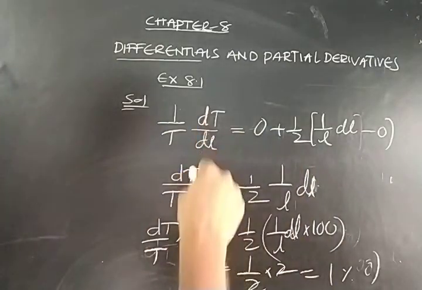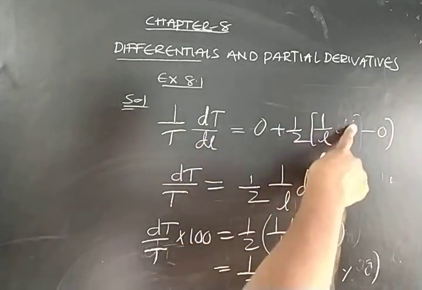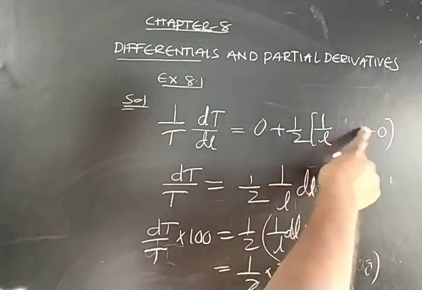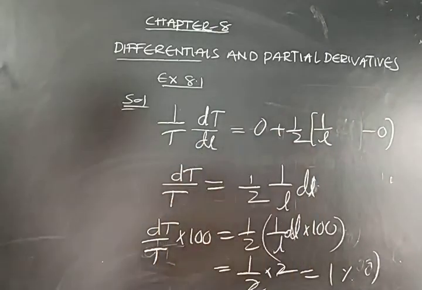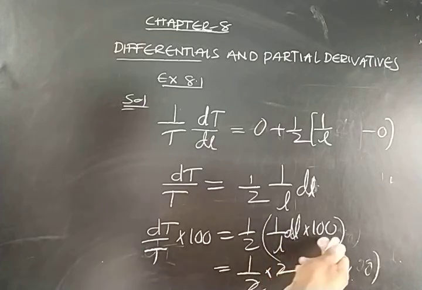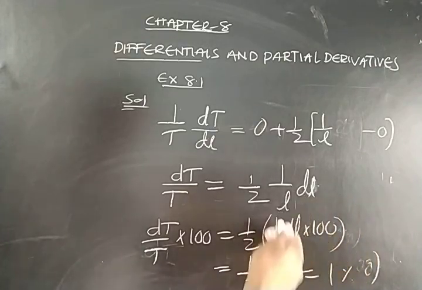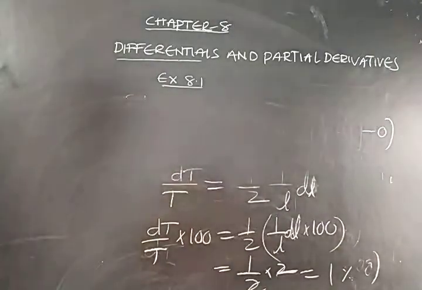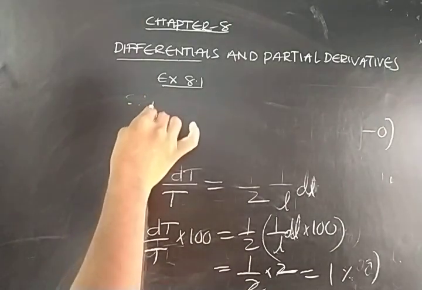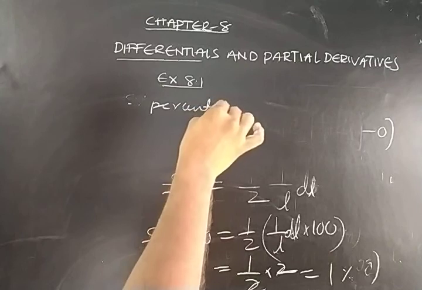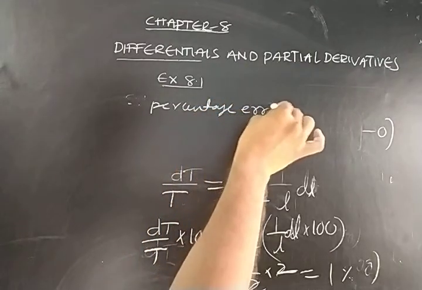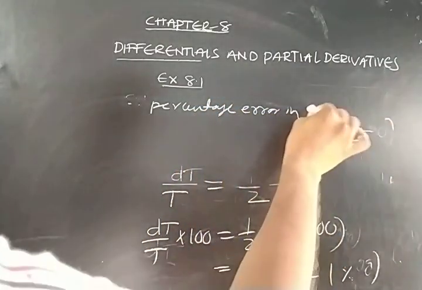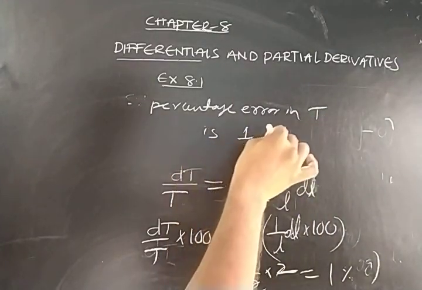Here we are differentiating with respect to L, so it becomes 1 by L, L derivative 1. After that I am sending dL to the right hand side, so you will get 1 by L dL. So dL by L into 100 is the percentage error in L. It is given in the question as 2%. So I am substituting 2 here, 2 cancels, so you will get 1%. Therefore the percentage error in t is 1%.